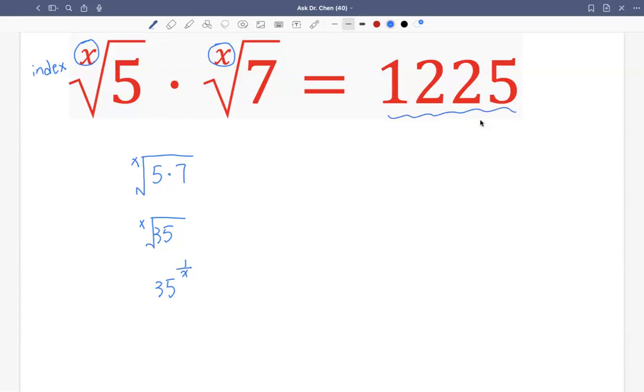So 1225, all right, this actually is 35 squared. But how can you tell? Because if you have 35 squared, 5 squared, the unit digit gives you 25. Then 3 times 3 plus 1, which is 4. 3 times 4 is 12. So by this pattern, I know that's 35 squared. But let's do it step by step. Let's use short division.